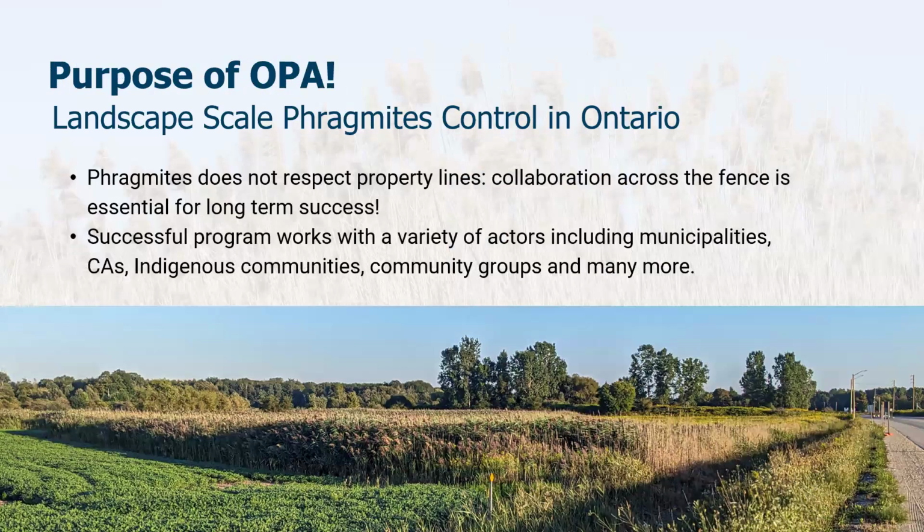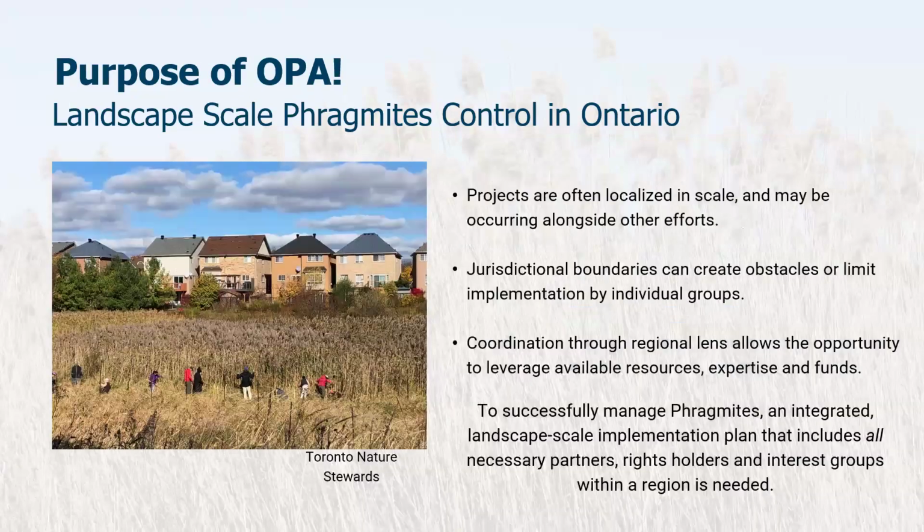So the purpose of OPA. Phragmites does not respect property lines. It's not going to stop at a roadside just because it's private property. It's not going to stop at a roadside because it's protected property. It goes wherever it wants to go, unfortunately. So collaboration across the fence is essential for long-term success. It always works better when we're able to work collaboratively. So the successful program works with a variety of actors, including municipalities, conservation authorities, Indigenous communities, community groups, and many more.